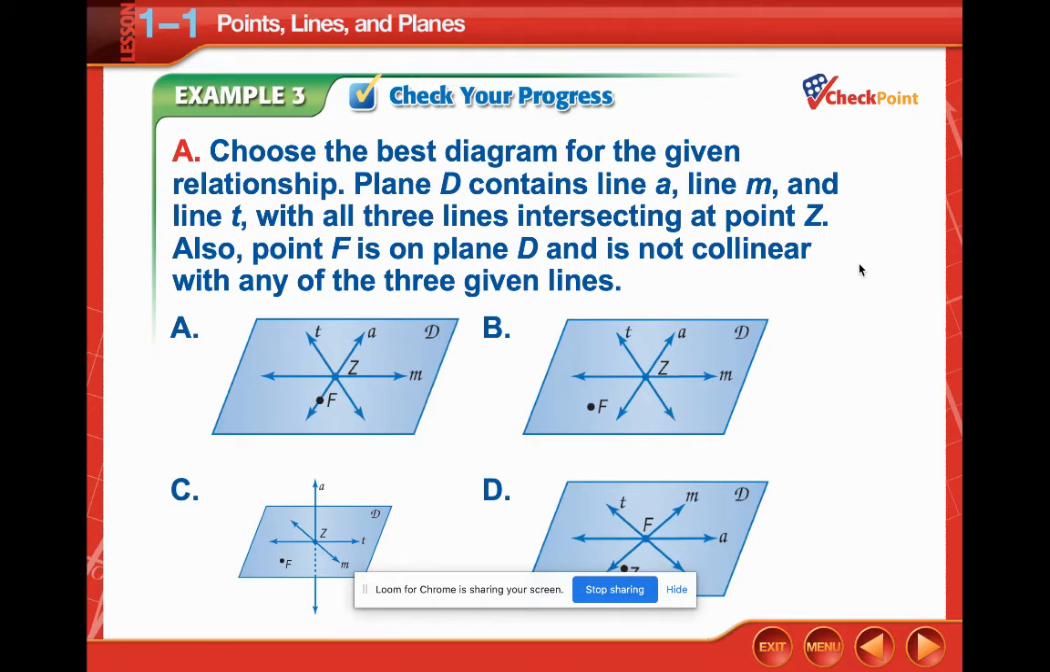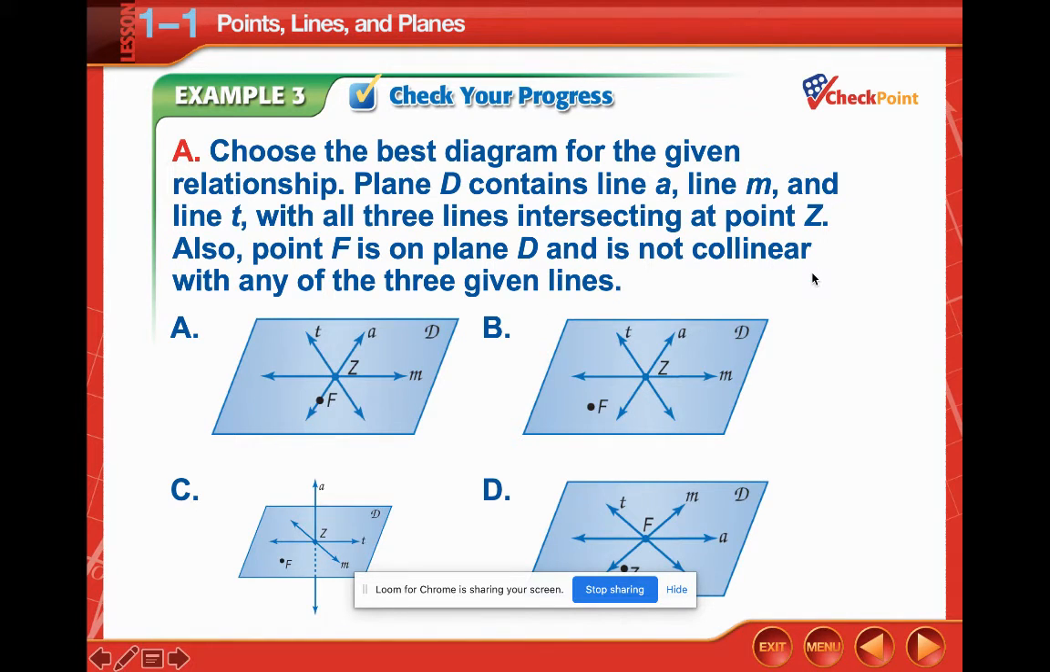All right. So choose the best diagram for the relationship. Plane D contains line A, line M, and line T, with all 3 lines intersecting at point Z. Also, point F is on plane D and is not collinear with any of the 3 given lines. All right, so let's do this thing. So it looks like we've got plane D. Does all 3 of these have plane D? Plane D, plane D, plane D, plane D. Then you want to go through and check each one of these and make sure that everything is good on it.